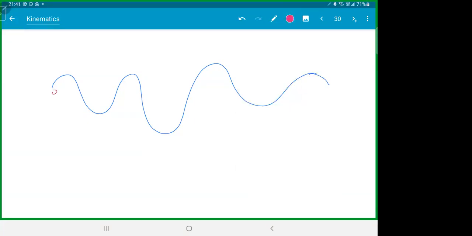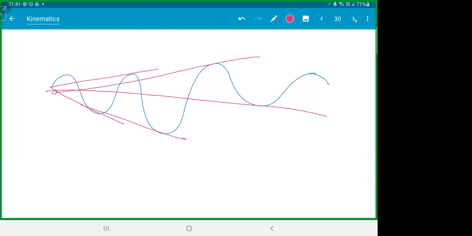We'll start from here now. 1, 2, 3, 4, 5, 6. Clear?